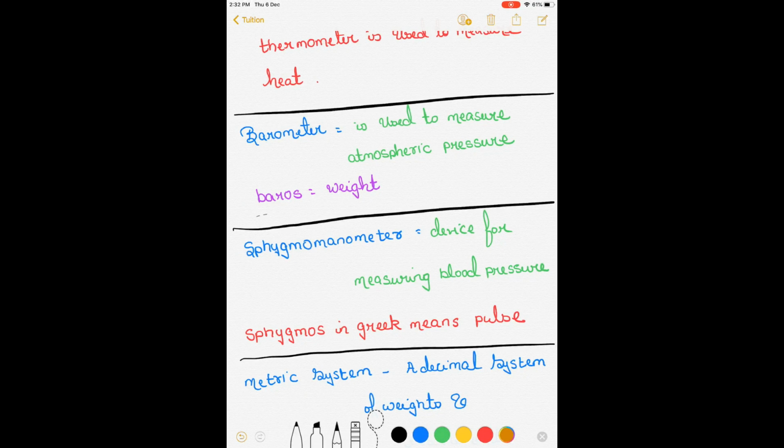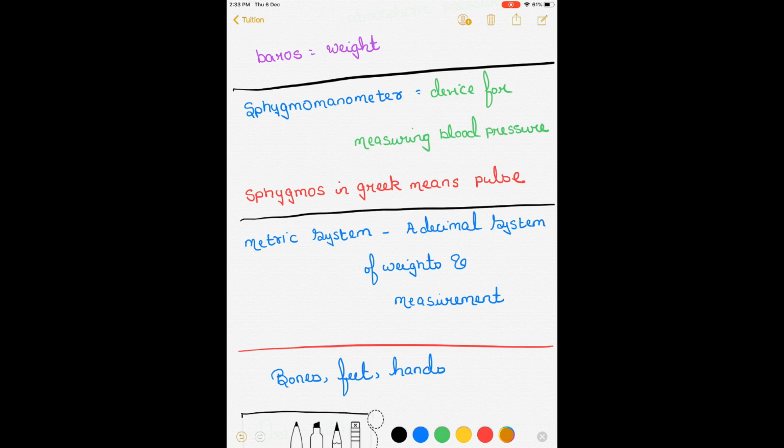Barometer, by etymology baros is weight, so it should be measurement of weight, but it's not the case. Metron is measurement and baro is weight, but here barometer is not a meter that weighs, but rather it is used to measure atmospheric pressure. So atmospheric pressure is measured with the help of barometer.